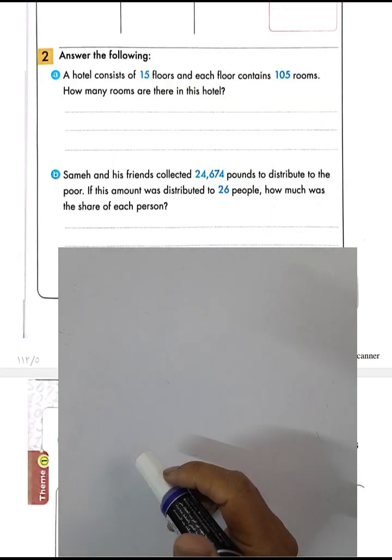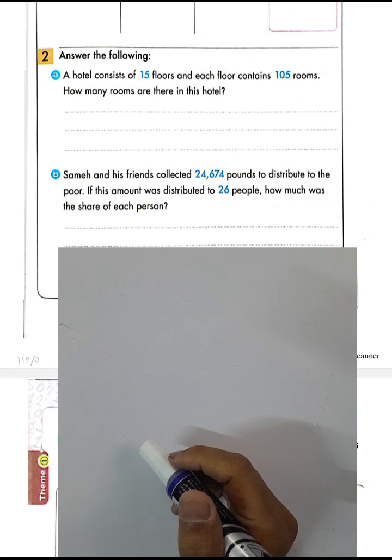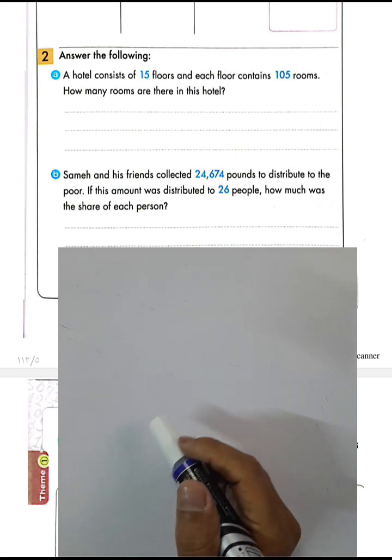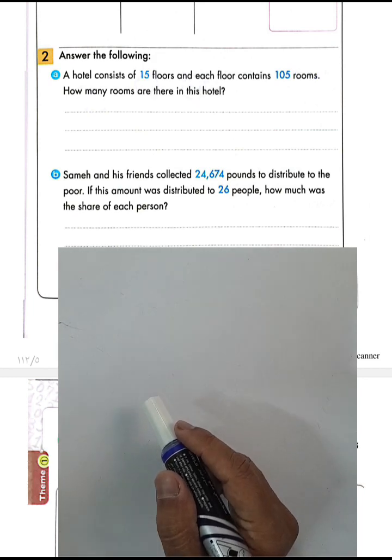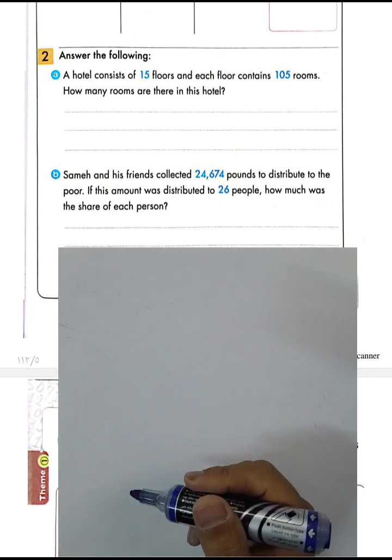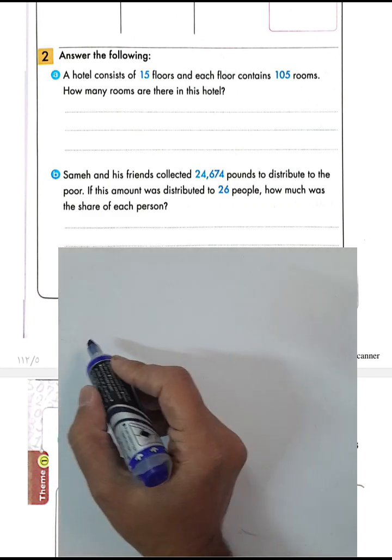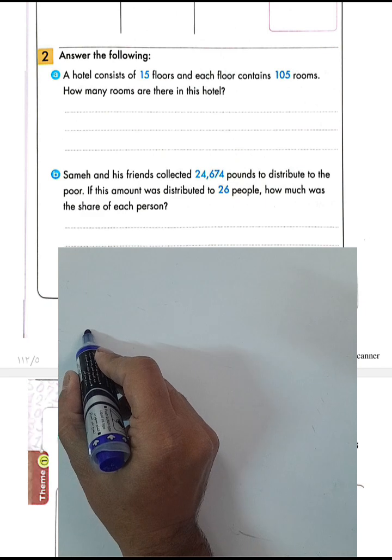Question number 2. Answer the following. A hotel consists of 15 floors, and each floor contains 105 rooms. How many rooms are there in this hotel? We can find the total by multiplying two numbers, 105 by 15. Okay, then question number 2, letter A.